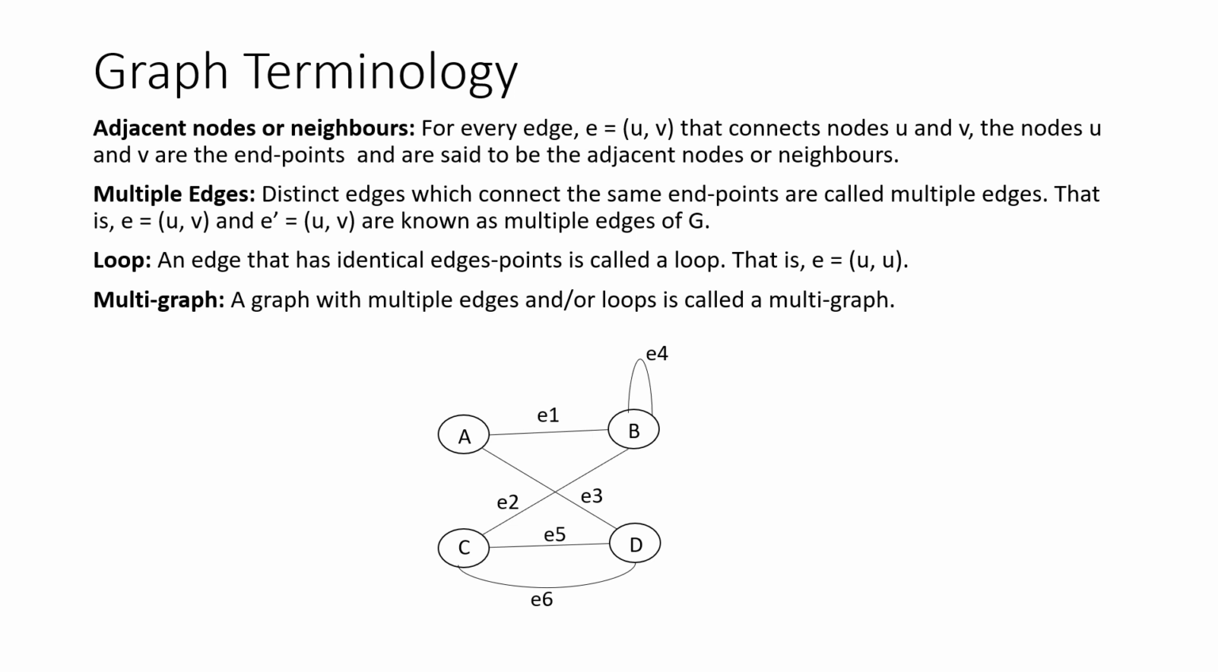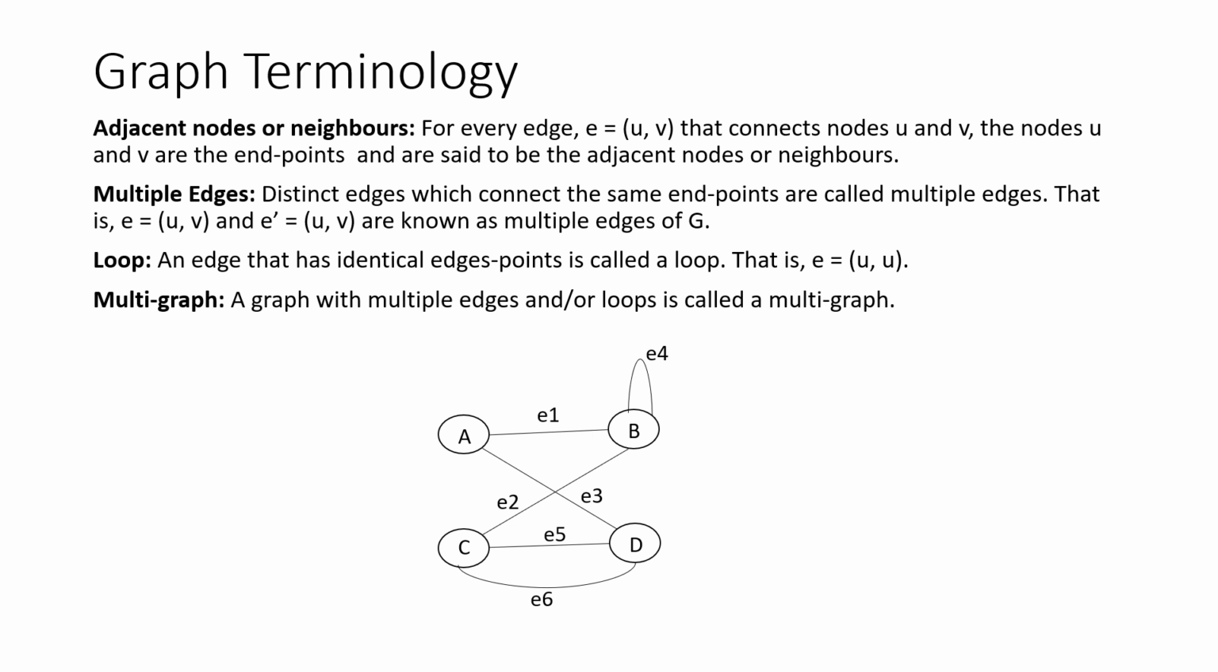Second one is multiple edges. Multiple edges are the two edges which connect the same pair of nodes. For example, in this graph, C and D are connected by an edge E5 and E6 also connects the same pair of nodes C and D. Therefore, E5 and E6 are multiple edges.